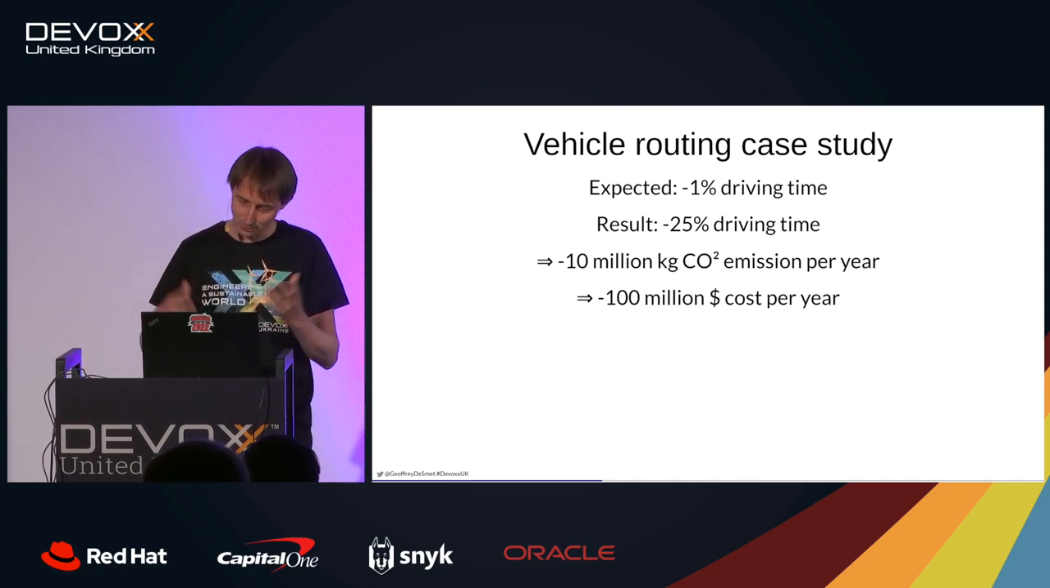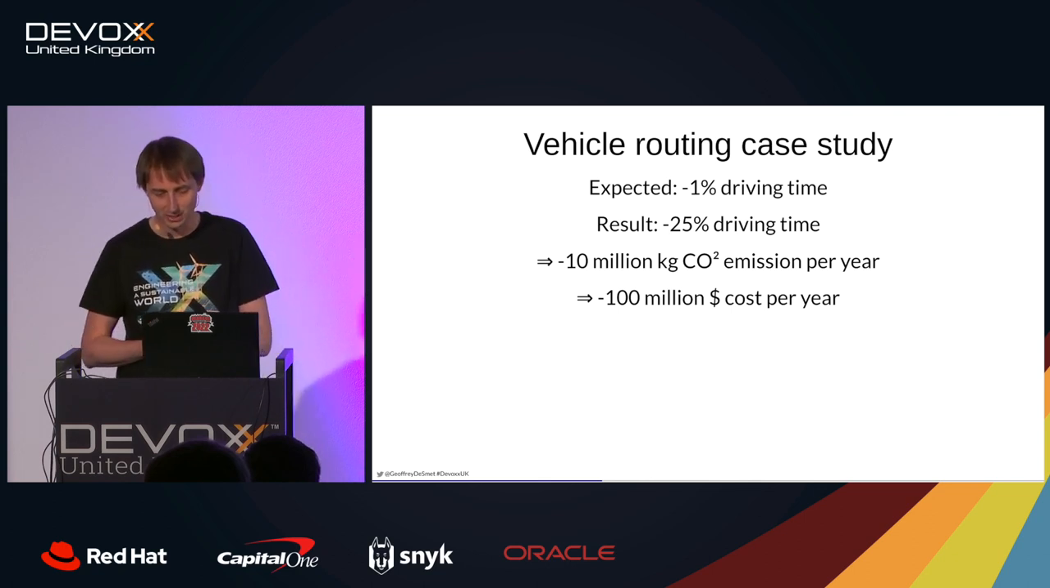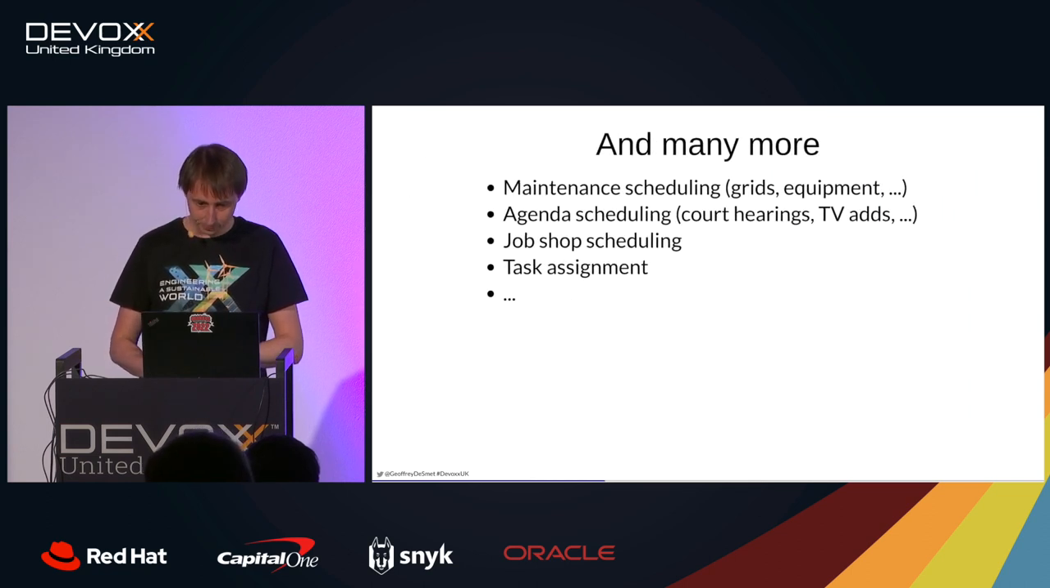That was a big shock. So that's why I would argue vehicle routing is really the number one interesting case, especially if you're interested in these kinds of results. But there's many more.